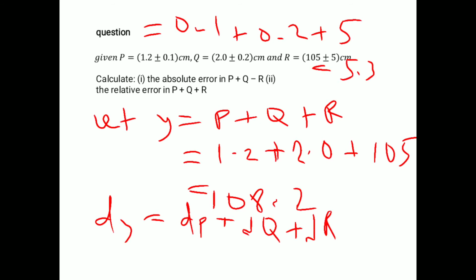5.3. Okay, so at that point we can now find the relative error, because the relative error is the absolute error all over the original value. The absolute error is 5.3. The relative error is over 108.2. Okay, so what would that be? So let's do that quickly.